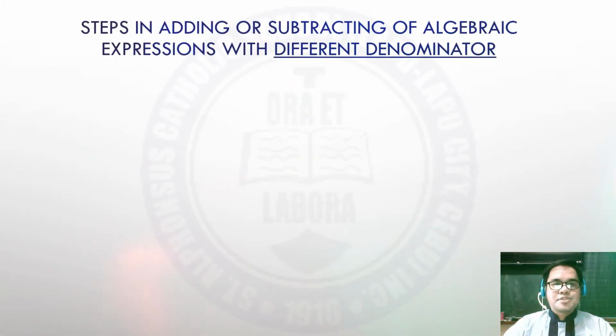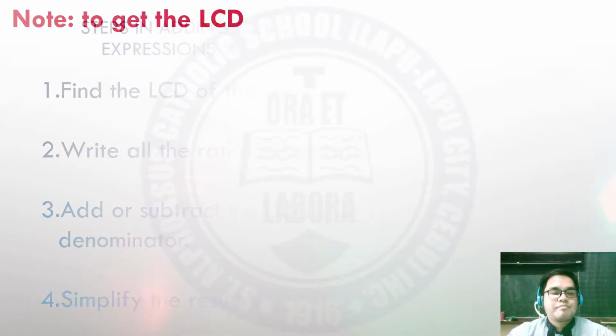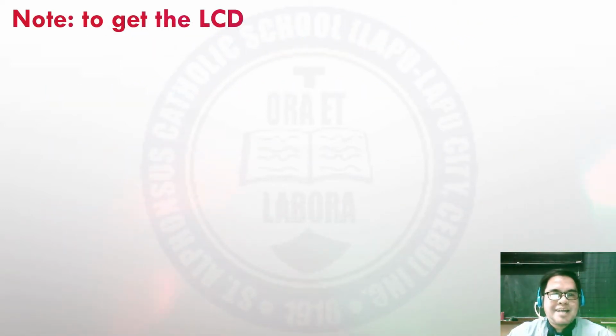So let's now proceed to adding and subtracting of algebraic expressions with different denominators. First step is to find the LCD of the rational expressions. Second, write all the rational expressions with the LCD. Third, add or subtract the numerators and retain the denominator. And fourth, simplify the result if possible. Please take note, math learners.